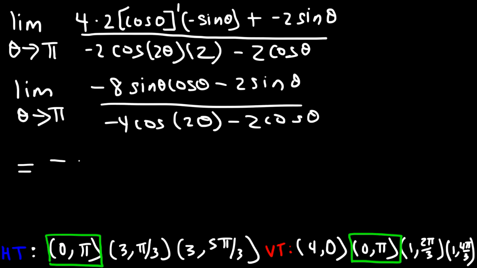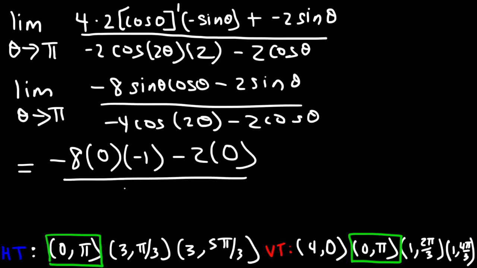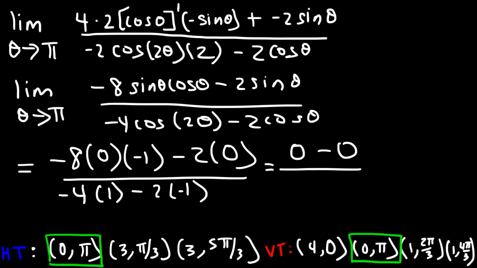Sine of pi is 0, cosine pi is negative 1, so the numerator is going to be 0 as well. Now cosine 2 times pi, or cosine 2 pi, is positive 1, and cosine pi is negative 1. So we're going to have 0 minus 0 over negative 4 plus 2, which is 0 divided by negative 2, and so that's 0.